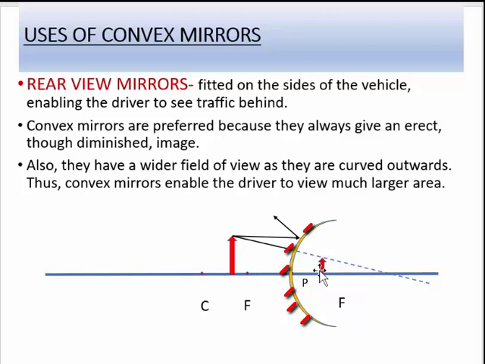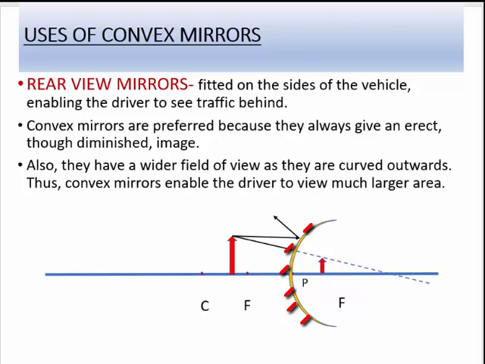Suppose there's a truck coming behind us. If we use a plane mirror, we will only be able to see that one single truck. However, we would like to see not just that truck but the other vehicles that are coming behind us. So in order to accommodate a large number of vehicles in the same mirror, we would want the image to be smaller in size, that is, diminished in size, so as to accommodate more vehicles in the same view. That's why we do not use plane mirrors but we use convex mirrors.